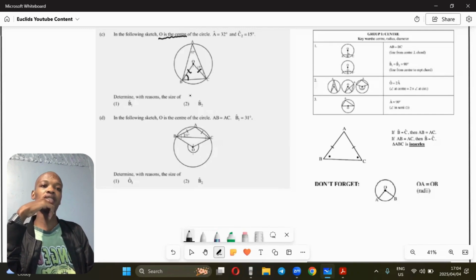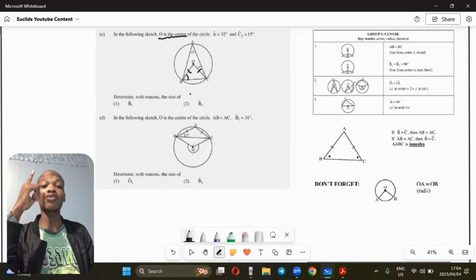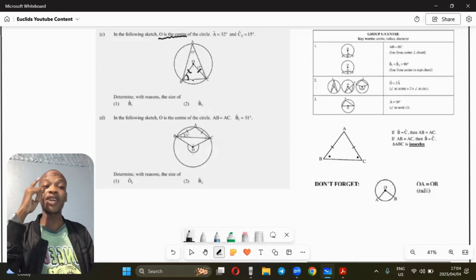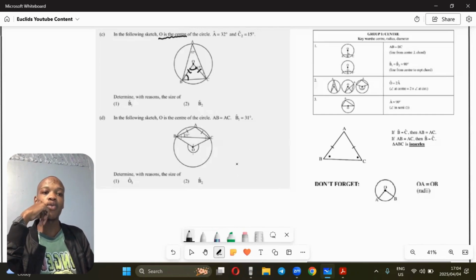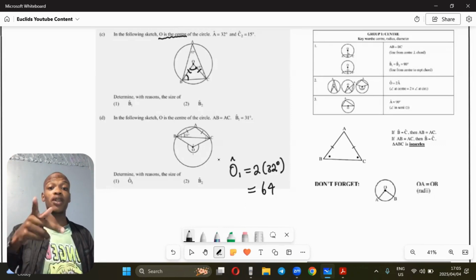In order for us to work out B1, we need to start by calculating O1, which is the angle at the center, because we are given the angle at the circumference, 32. Let's go for it. Angle O1 is equal to 2 times the angle at the circumference, which is A, which is 32 degrees. That is 64. So O1 is equal to 64.